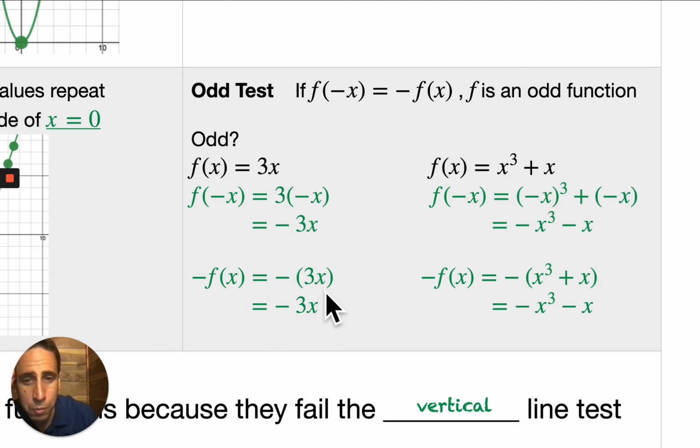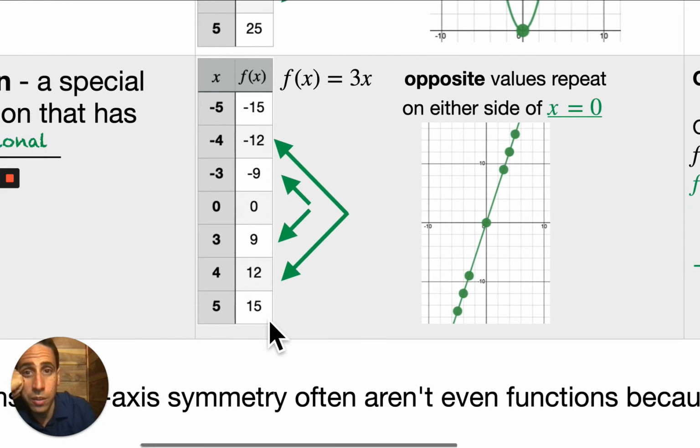And then if you want to remove the parentheses by distributing, you get negative 3x, which is what we got here, too. The left-hand side, f of negative x, is equal to negative f of x down here. They're both the same algebraic quantity. So therefore, it passes the odd test. And yes, it is an odd function, as we verified here, graphically, numerically.